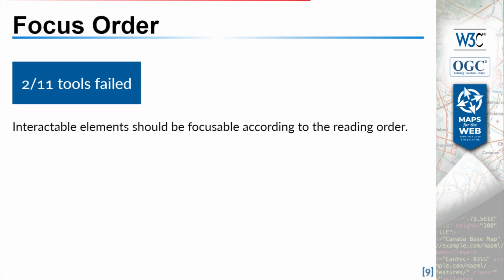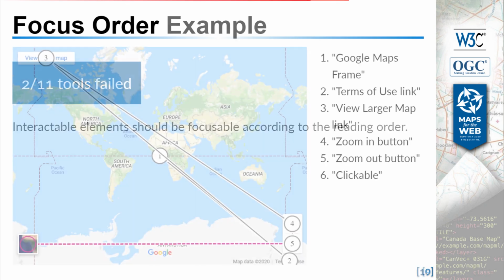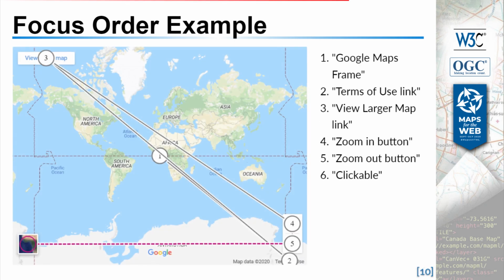Focus order. 2 out of 11 tools failed. To pass this criterion, elements must receive focus in an order that matches the content reading order. In English and other left-to-right languages, we have an expectation that elements will be interactable from left to right, top to bottom, in the same order we read text. Here is a diagram which displays the focus order of the Google Maps embed. The numbers indicate which element receives focus in what order.